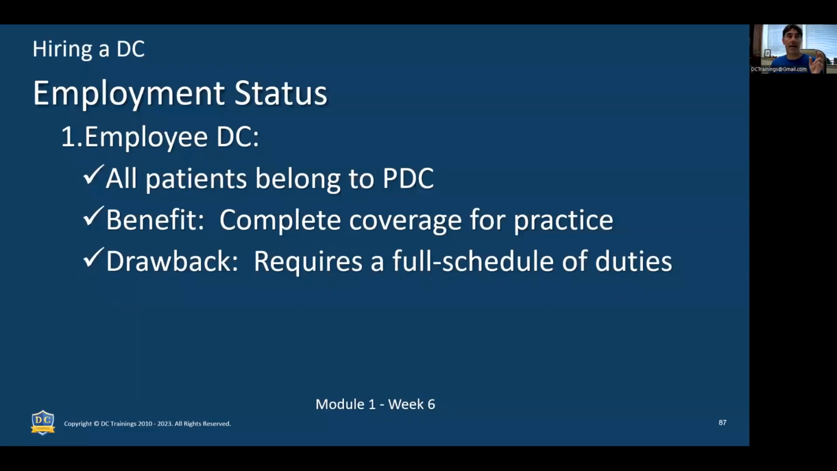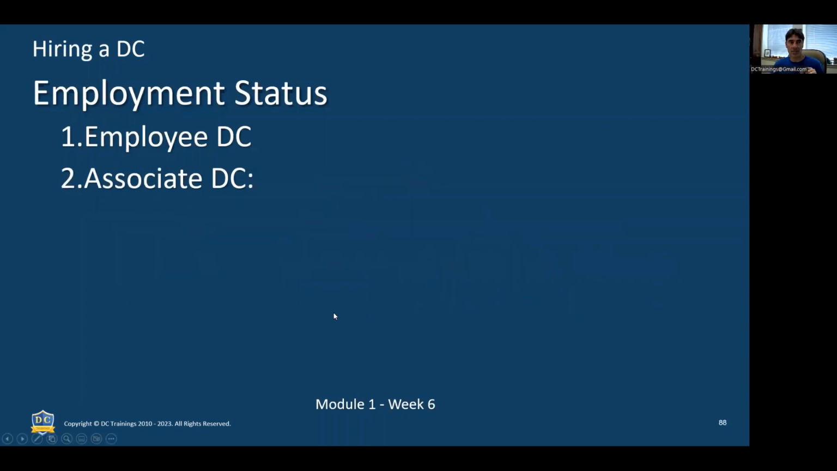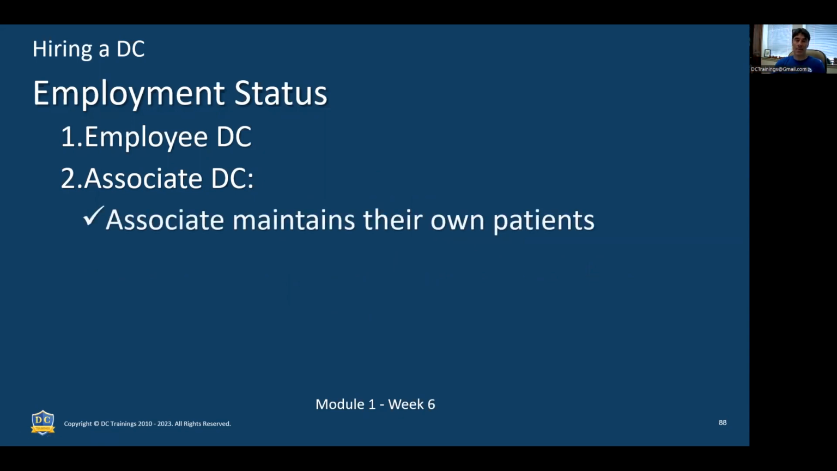So let's continue on, because those are some of the benefits and the drawbacks of having an employee DC. Now let's switch over to the associate DC. So this is different. This is a doctor who is, well, I'll just show you. They're going to be maintaining their own patients. So they're not going to be seeing your patients, primary doctors and practice owners. They're going to have their own patients, right? So they have their own patient files. They have separate information. They probably will take care of those patients in either a slightly or significantly different way, right? Because they're orchestrating all of the care of their own patients.